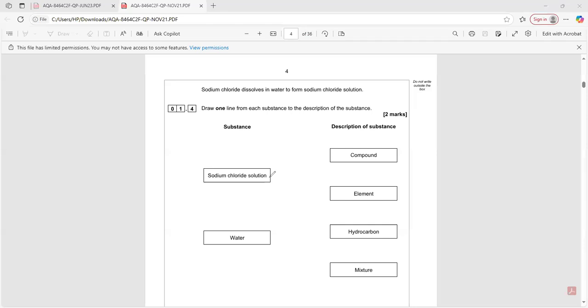So this is what I'm going to do. I'll draw a line from sodium chloride solution to mixture, and then, yes, I can put it back on that answer, sorry.